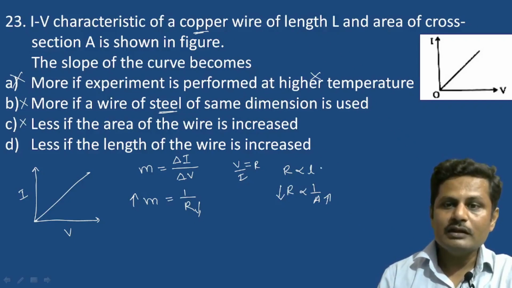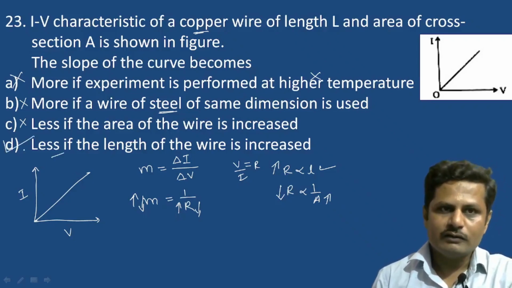Less if the length of the wire is increased. That means whenever the length increases, resistance increases. As the resistance increases, the slope decreases. So decreases means less. Less if the length of the wire is increased. For that reason, option D would be the correct answer for this question.